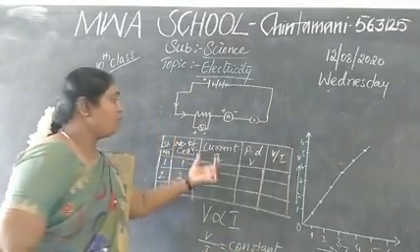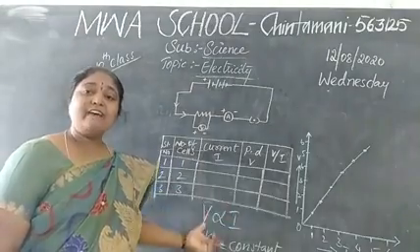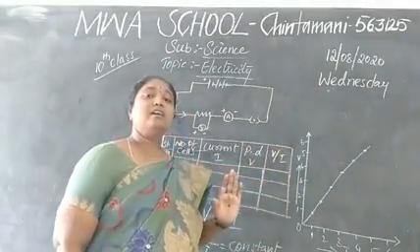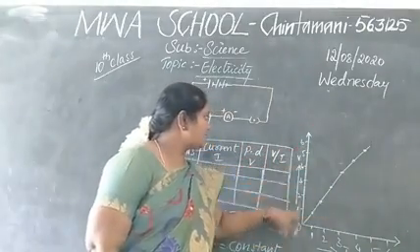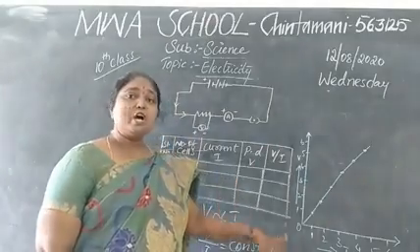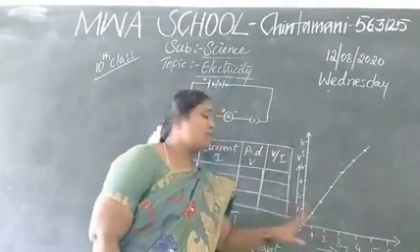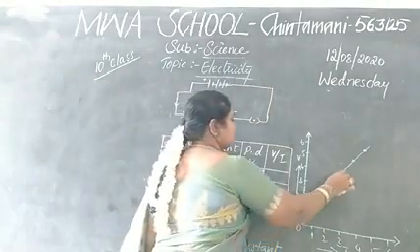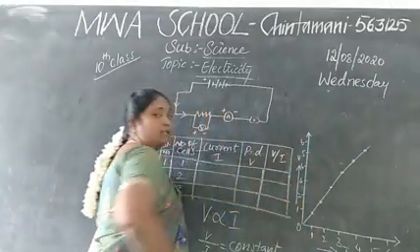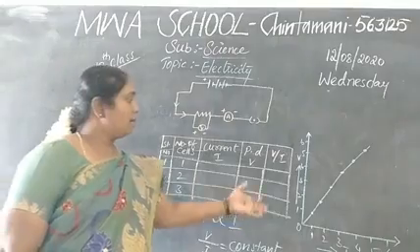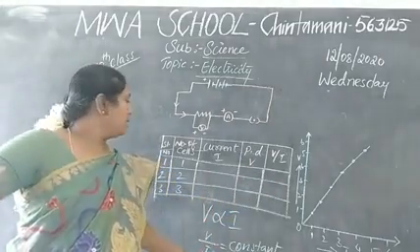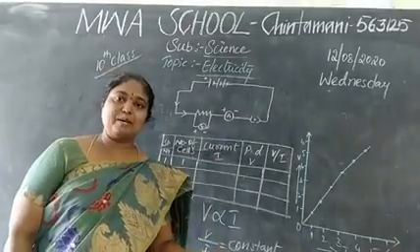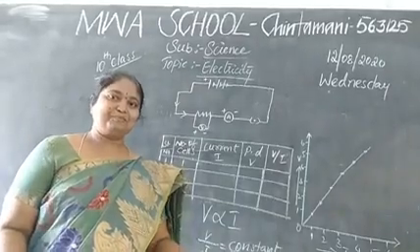So, how can we plot the graph by using these values? Here on the y-axis we have taken the potential difference and on the x-axis we have taken the current. So, our current is also increasing in this manner. Here V is directly proportional to I. So, this is the activity to explain our Ohm's law.